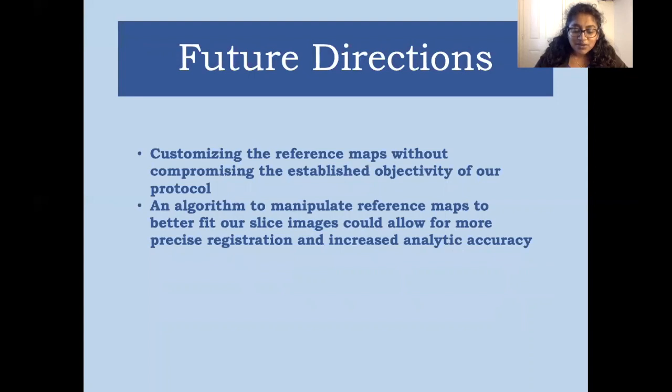Current reference maps from the Franklin and Paxinos Brain Atlas illustrate a quite ideal brain structure that does not necessarily account for individual differences between mice or inconsistencies in brain slicing. In the future, we hope to explore options of customizing reference maps without compromising the established objectivity of our protocol. A potential future direction we could take is to produce an algorithm that can manipulate reference maps to better fit our slice images, allowing for more precise registration and increased analytic accuracy.